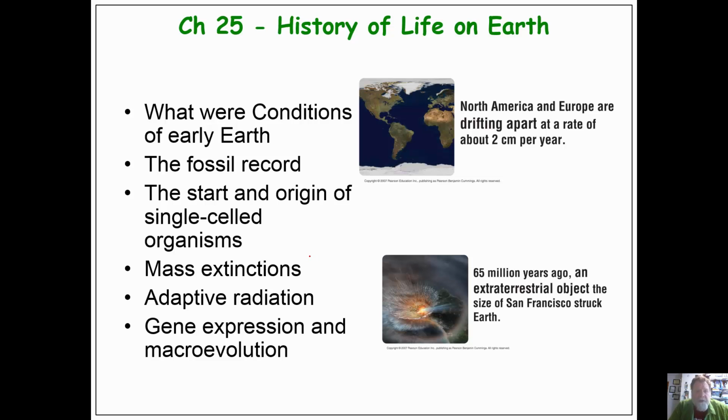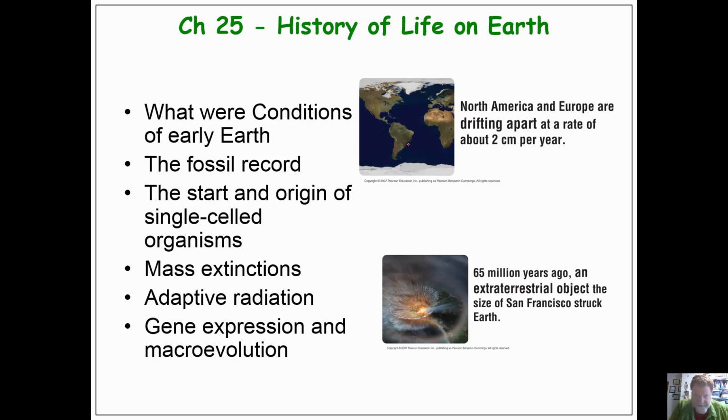We'll start with the origin of single-celled organisms. We'll talk about mass extinctions, which is one of the most critical things. We'll talk about adaptive radiation, which is due to the mass extinctions, and a little bit of gene expression and macroevolution. And so, again, we all know about this thing called continental drift.